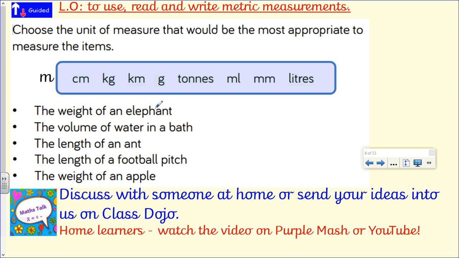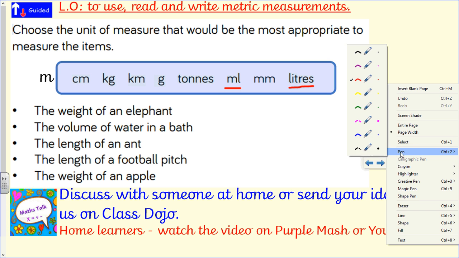Now, I've had to add this on here, so I'll just try and explain. It says choose the unit of measure that would be most appropriate to measure the items. And I've had to add on M. So M is for meters, cm is centimeters, kg kilograms, km is kilometers, grams, tons, milliliters, millimeters, and liters. So these ones are going to measure any liquids that you might find.